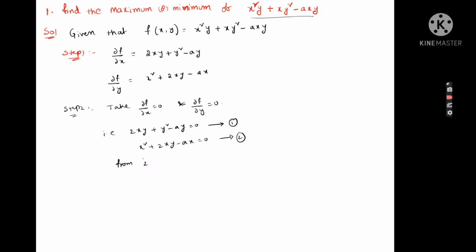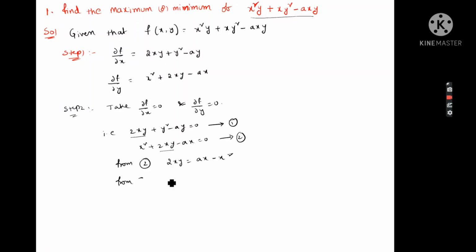So from equation 2, I can find 2xy equals ax minus x square. Here it has 2xy, and here it has 2xy. So from equation 2, I am finding the 2xy value. Or if you want, you can take 2xy from equation 1: 2xy equals ay minus y square, you may get. Substitute that value in equation 2. But here I am taking equation number 2. From equation 2, I get 2xy equals ax minus x square. Now substitute this value in 1.